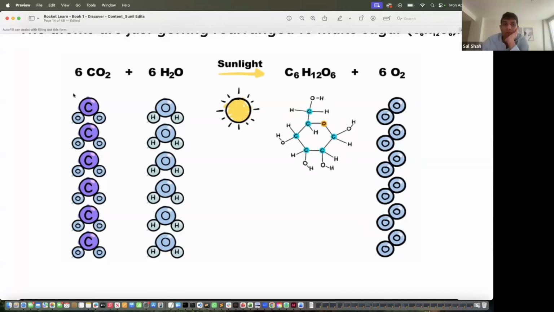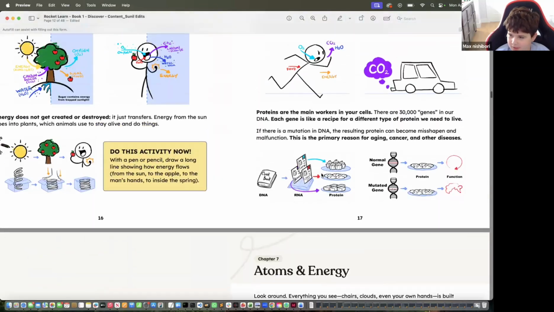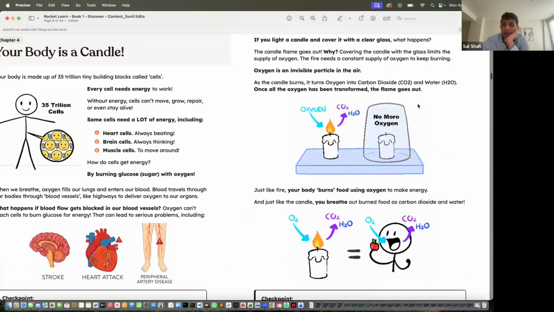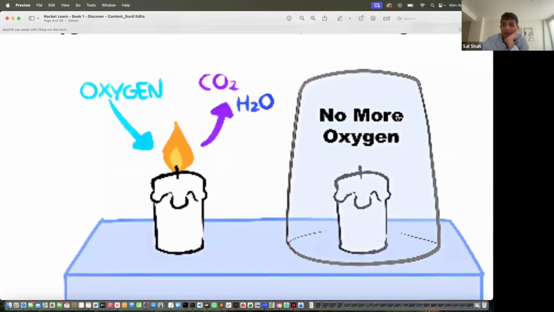So plants go this way to make sugar. You go this way to burn sugar. Can you burn sugar without oxygen? No, you can't burn sugar without oxygen. Correct. Why? What happens when you have no oxygen?